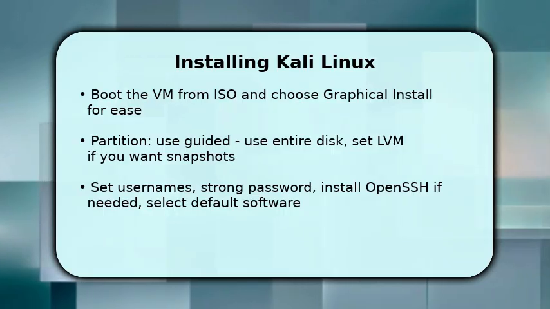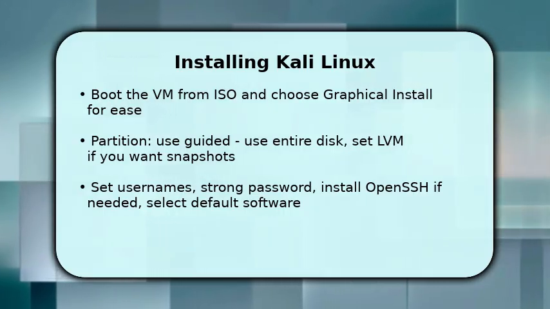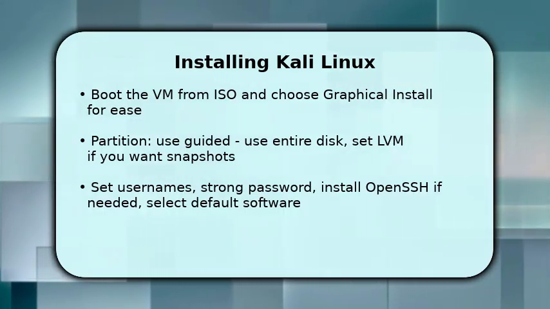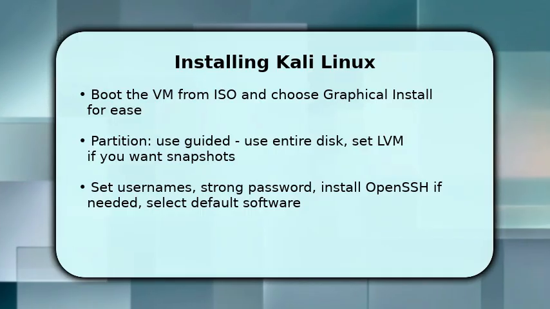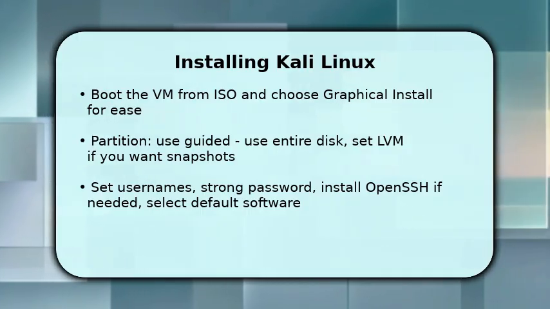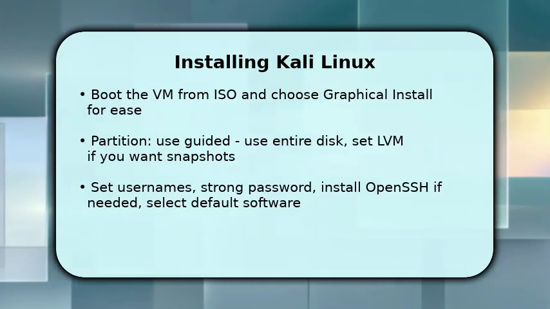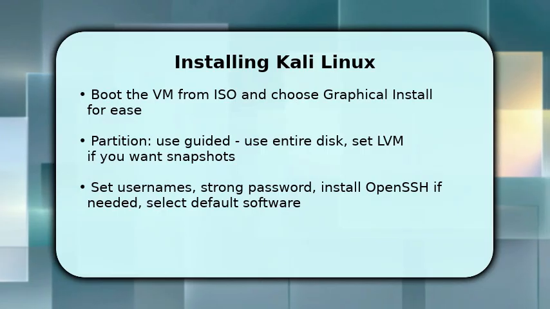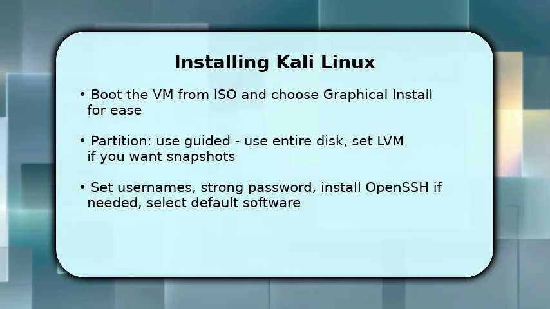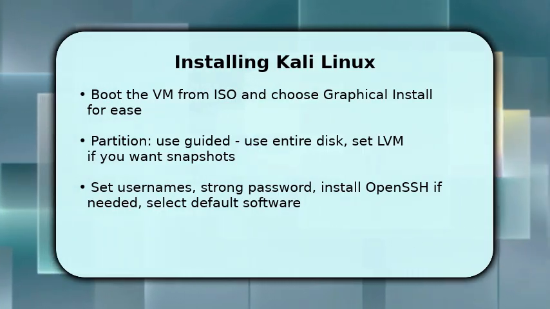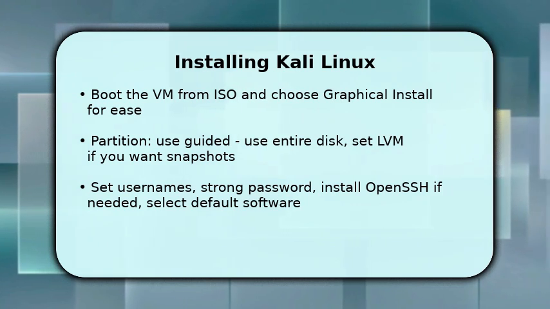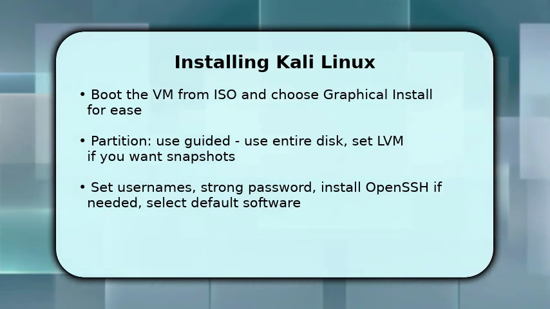You'll walk through locale, network hostname, and user setup; use clear names and a secure password. For disk partitioning, guided with entire disk is simplest. Use LVM if you plan snapshots or expansion. Proceed to install the base system, GRUB bootloader, and optionally open SSH. Make sure to select standard utilities and any penetration testing collections you need.